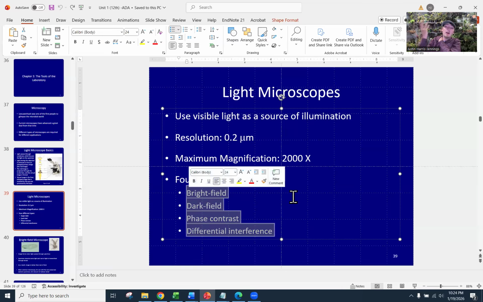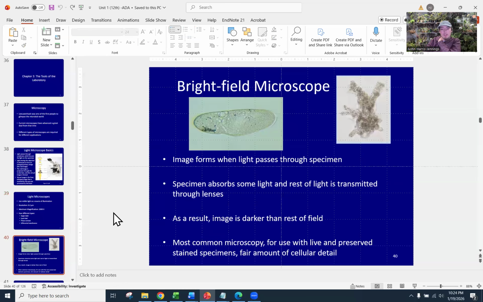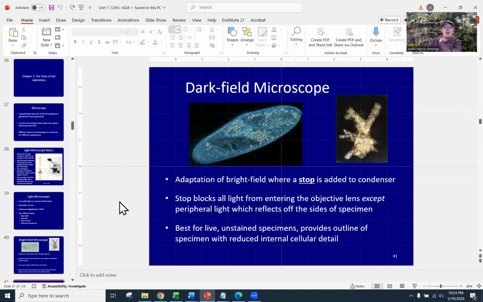You have compound microscopes and standard light microscopes, and then we have bright field, dark field, phase contrast, and differential interference. Bright field is what you'll see most of the time, where you just shine a light straight through your sample. Your sample can still be alive in this system, and you can just see right through it. You don't see too much detail, but you can still see structures.